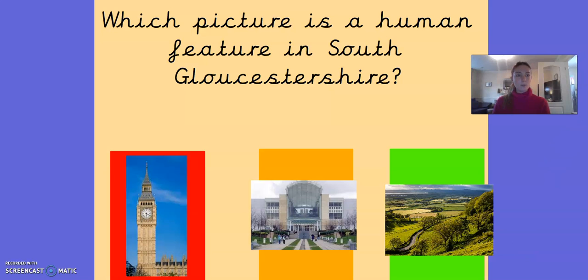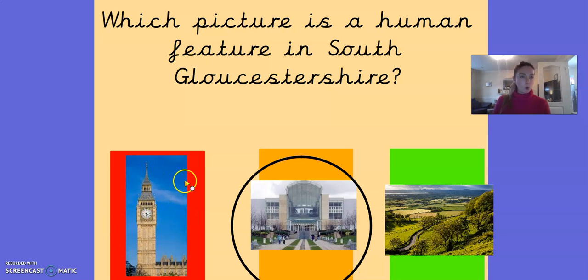Okay, so you should be holding up or shouting out the orange because, first of all, we know a human feature is a feature that has been built or made by humans. It didn't exist naturally, it had to be built or created by humans. And this is a picture of the Mall at Cribbs Causeway. Big Ben is also an example of a human feature, but Big Ben isn't in South Gloucestershire because Big Ben is in what city? London. And that means that the picture of the Cotswold Escarpment, which we know part of it is in South Gloucestershire, is a physical feature. Humans didn't make the Cotswold Escarpment.